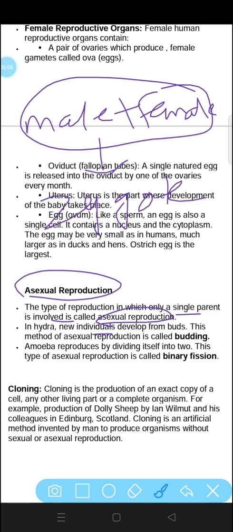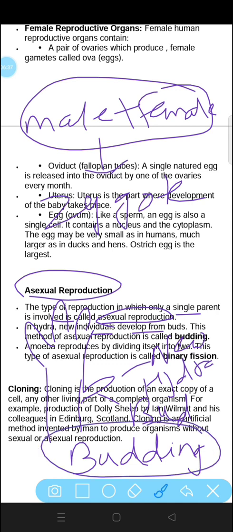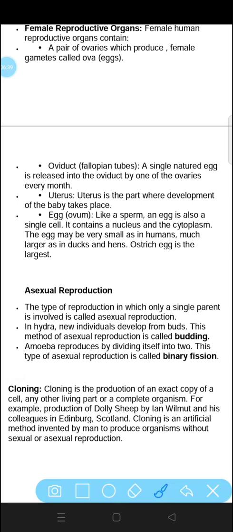In Hydra, new individuals develop from buds. In case of Hydra, a bud-like structure comes out of the Hydra. This is the bud. This bud grows and develops into a new Hydra. This type of asexual reproduction in Hydra is called budding, because the new Hydra develops from a bud that comes out of the Hydra.